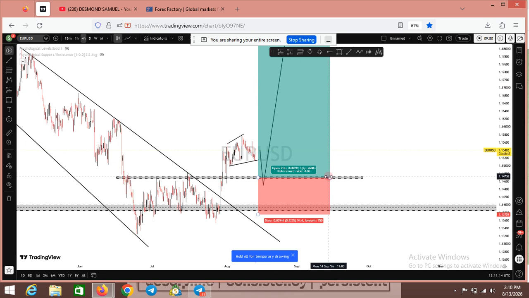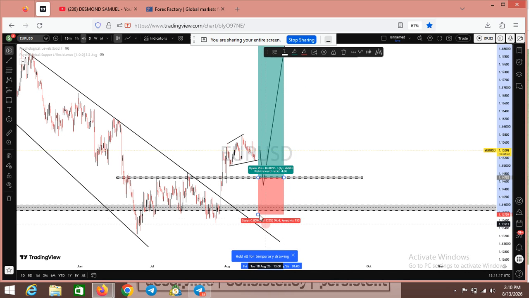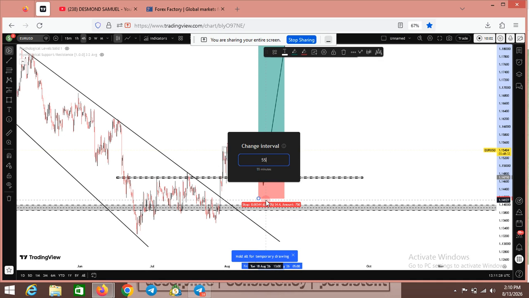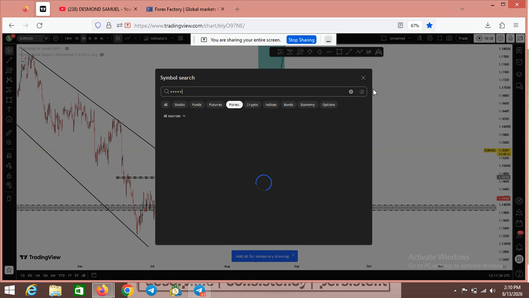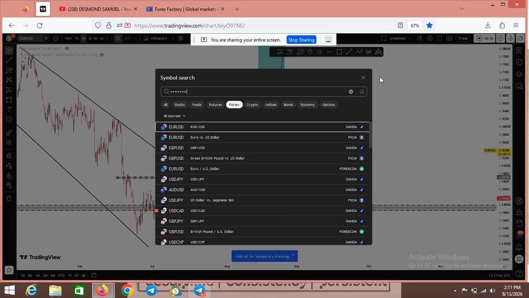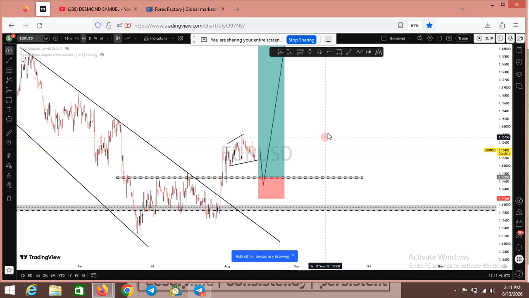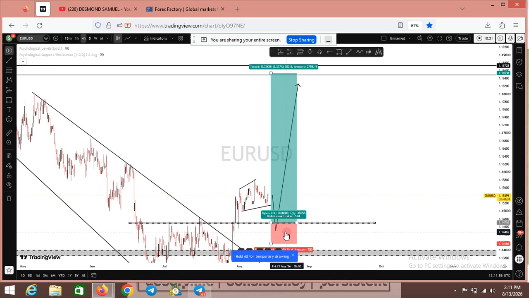Alright, sorry for that. Okay, so this is what we're expecting on Euro USD. We want price to get to this zone.